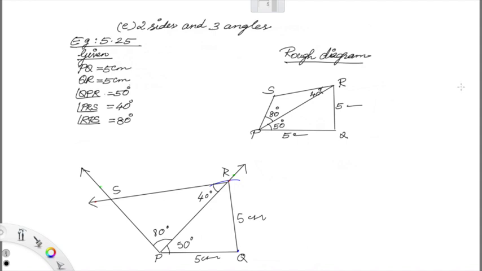After completing all these examples, I want you to do exercise 5.4. The first one: construct the following quadrilaterals with the given measurements. We have 5 subdivisions. You have to complete that. Okay, children. See you.